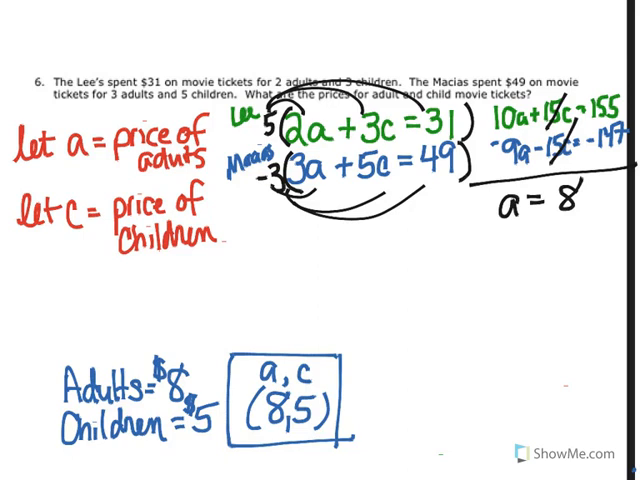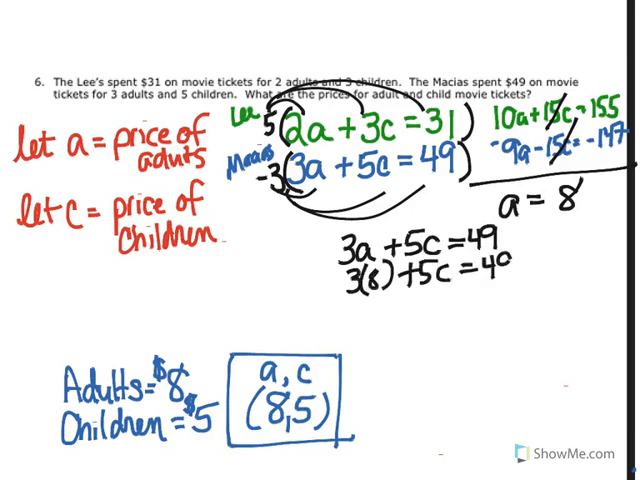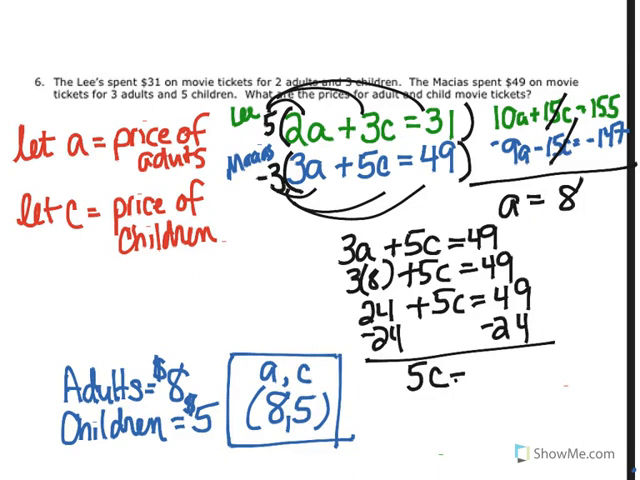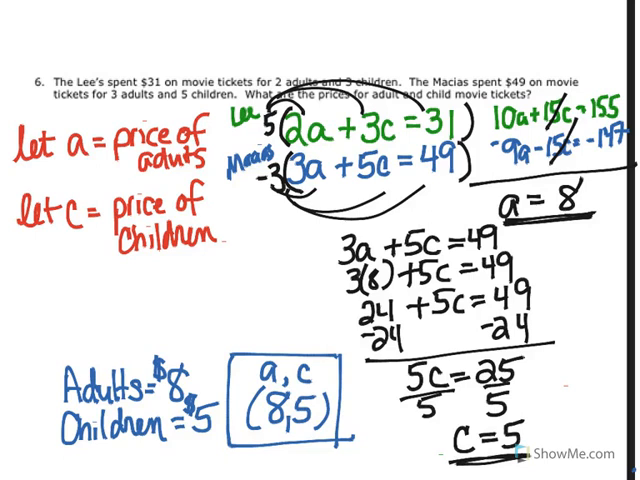And once I know that A equals 8, I can use either of my two equations to find C. And so I'm going to use the second equation. So I have 3 times 8 plus 5C equals 49. And so that's 24. Subtract 24 from both sides, and you get 5C equals 25. And divide by 5, and C equals 5. And so therefore, we had adults at $8, children at $5, and there is our solution.